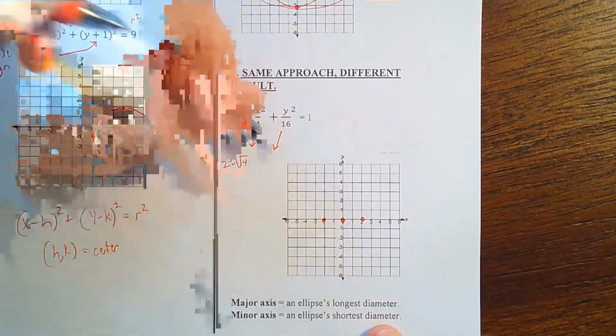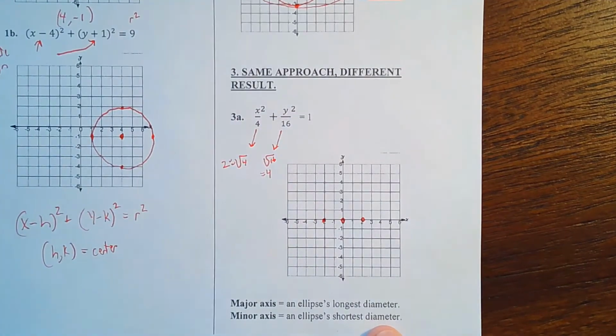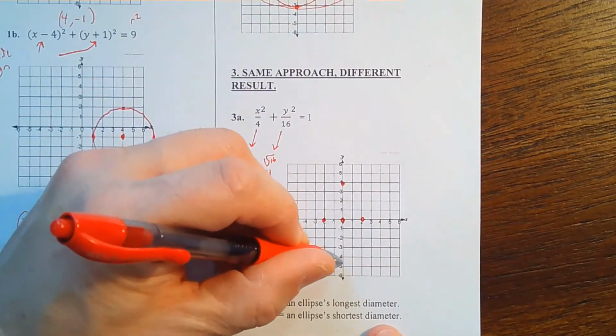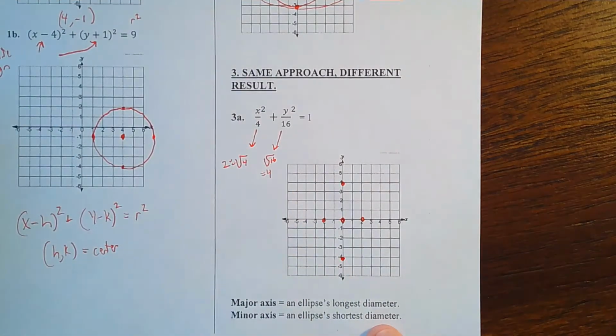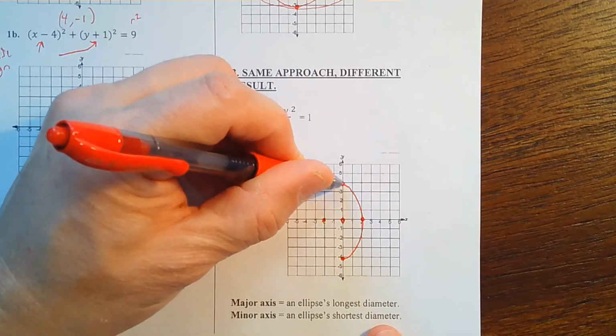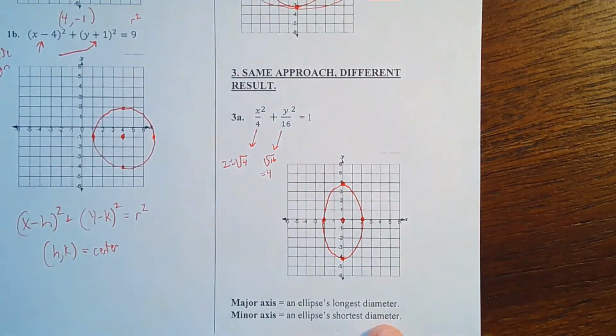The number underneath the y squared is a 16. I take the square root of that. That's 4. Now I'm going to count 4 units up and 4 units down from the center. And after I plot those points, I'm going to connect all of those dots, and I have not a bad looking ellipse here. So that's how you graph an ellipse.